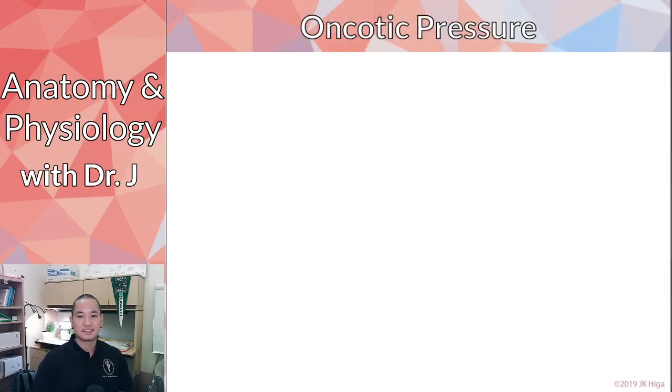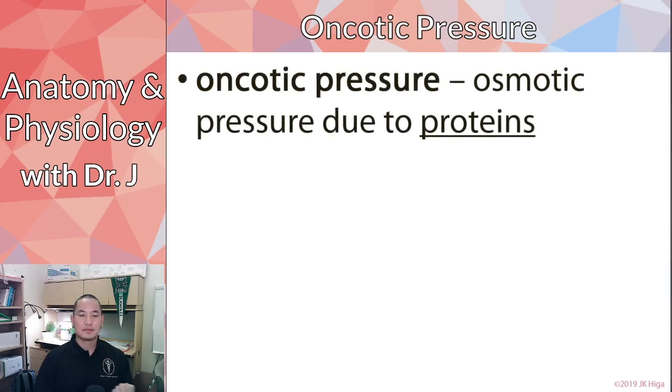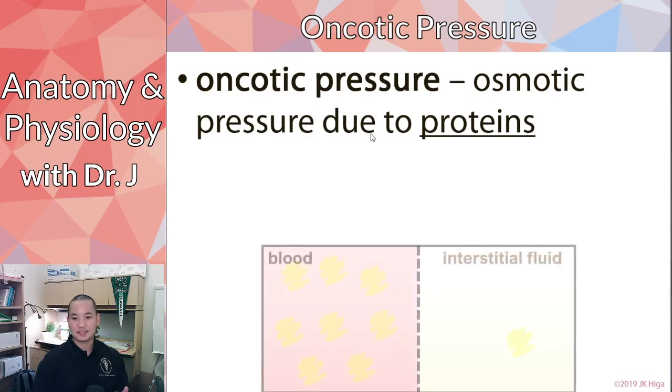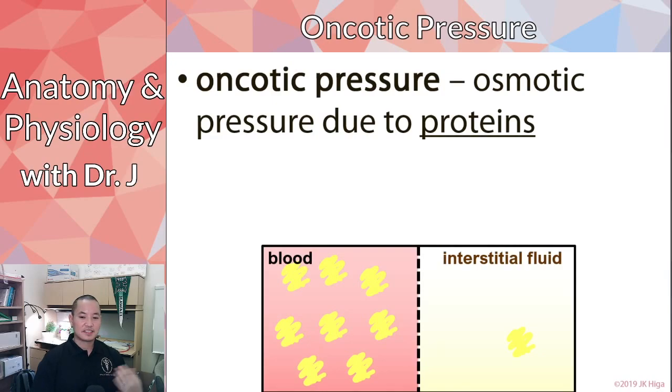Now we have to talk about a related thing called oncotic pressure. It is a pressure, a force, but I like to think of oncotic pressure as osmotic pressure, except instead of salts or sugars, it's due to proteins. So it's a special type of osmosis. Here we have an example, and these yellow blobs represent proteins. Pretend these are sodium ions or something. In osmosis, these would be replaced with sodium ions, potassium ions, chloride ions, or glucose. But here we have proteins instead.